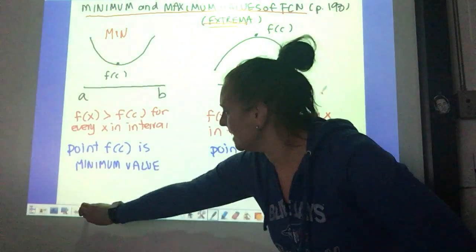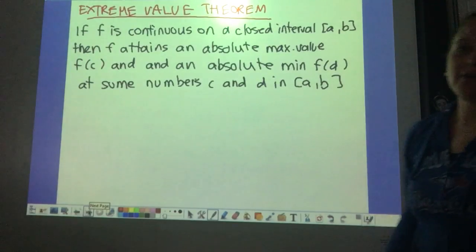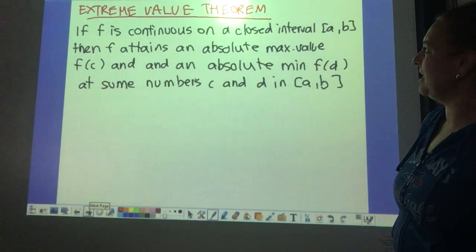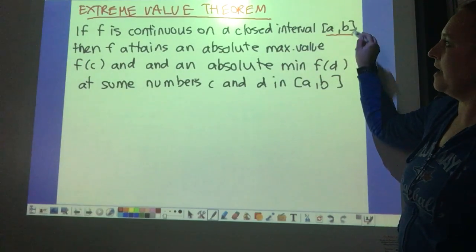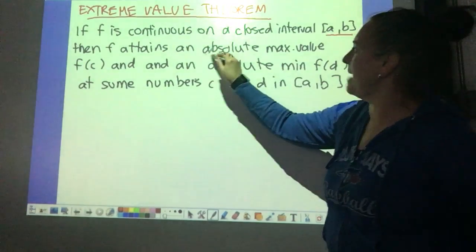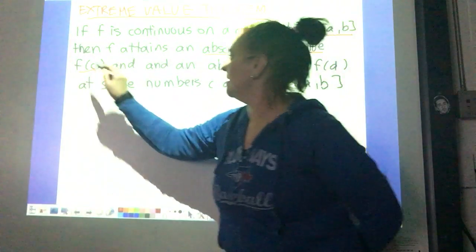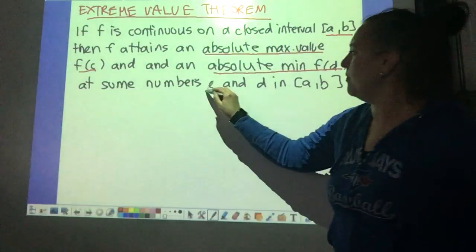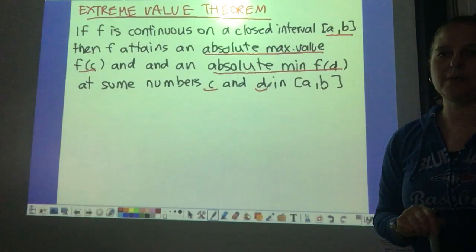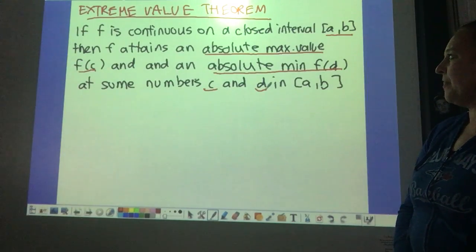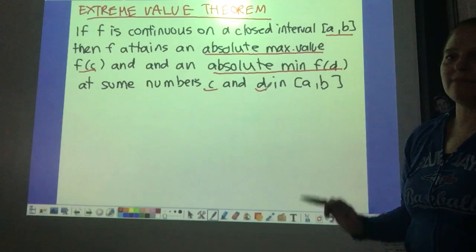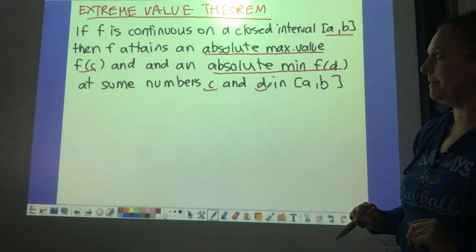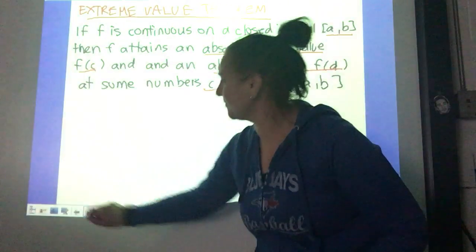Then the next page, extreme value theorem. So we've never talked about that. So if f is continuous on a closed interval, then f attains an absolute max value, f of c, and it will have an absolute min value, f of d, at some points c and d in the interval a, b. It's kind of wordy, but nothing too hard about that, right? That's just a min and max value in a closed interval. And I'll show you a graph on the next page that maybe explains that a bit better. So that's called the extreme value theorem.